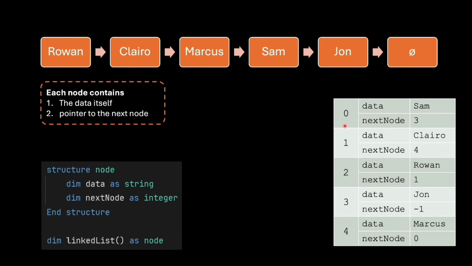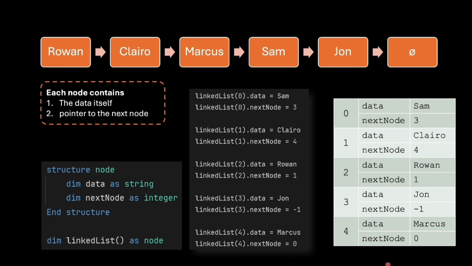So I hope you understand this. We're actually putting each node into an array. So this is one node, this is one node, this is one node, this is one node. If you're wondering how we're going to initialize this, this is how we're going to do it. So linkedList(2).data = "Rowan". So here index 2 data is Rowan. And then linkedList(2).nextNode = 1. I hope the fact that we're putting all these nodes into an array makes sense.